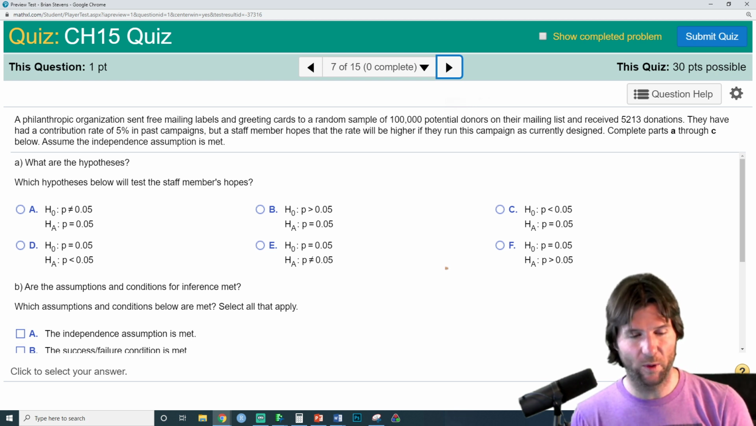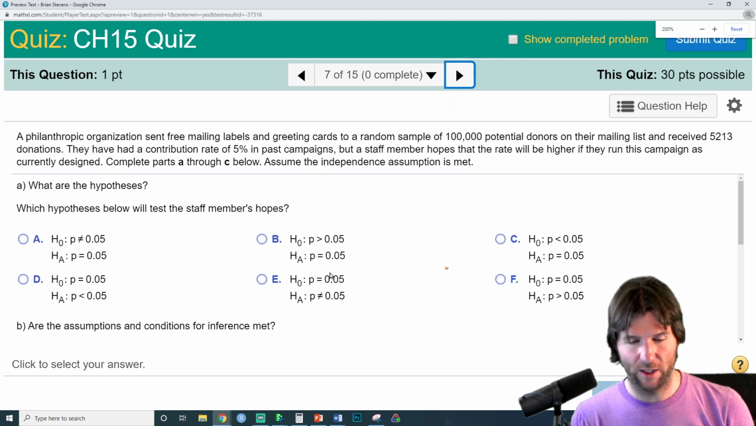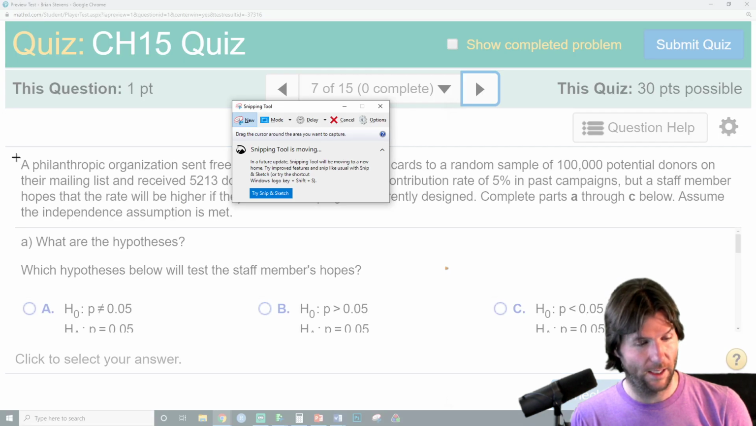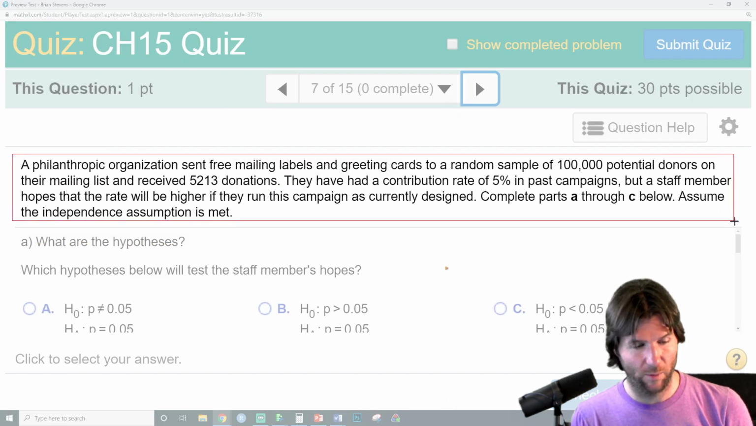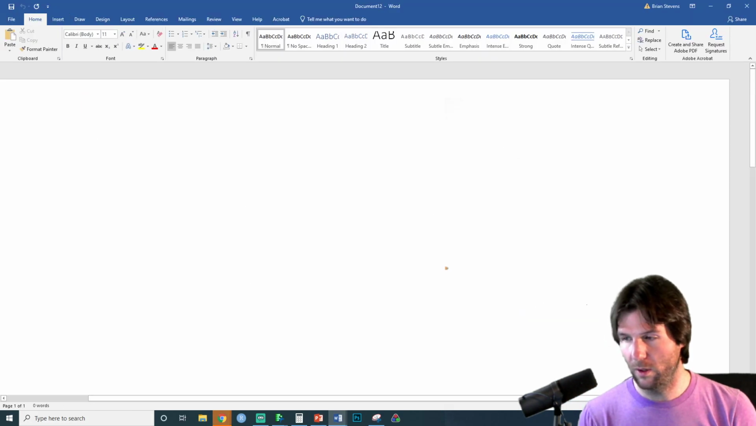So we have a philanthropic organization is mailing greeting cards, and then we need to copy this question. Let's go ahead and grab it and put our notation on this. So let's grab all this right here and put the notation on it. So we're going to do the notation.